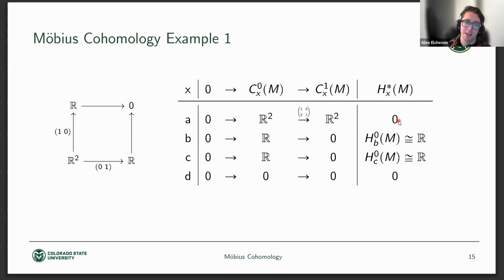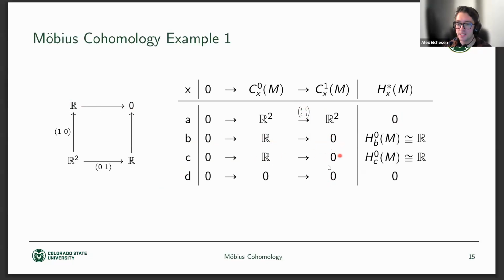Okay. So let's do the same thing at B, and then C will be symmetric. So at B, we're going to look at chains of length 0 starting at B. There's only one of them. It's just the point B, and you get a copy of R from that. And then we're going to look at chains of length 1 starting at B. So that's B to D. That evaluates to 0. So this is our cochain complex. When you take homology of that, you get a copy of R in degree 0.